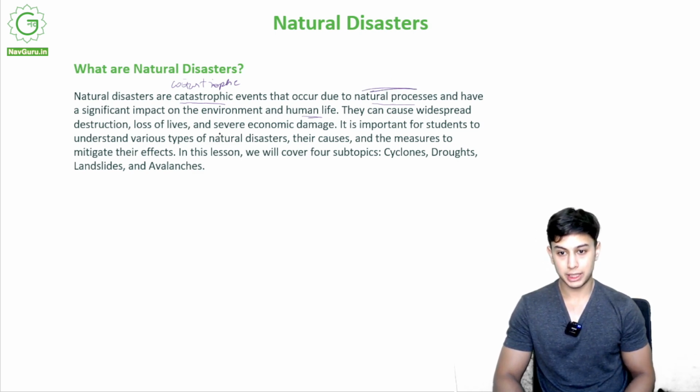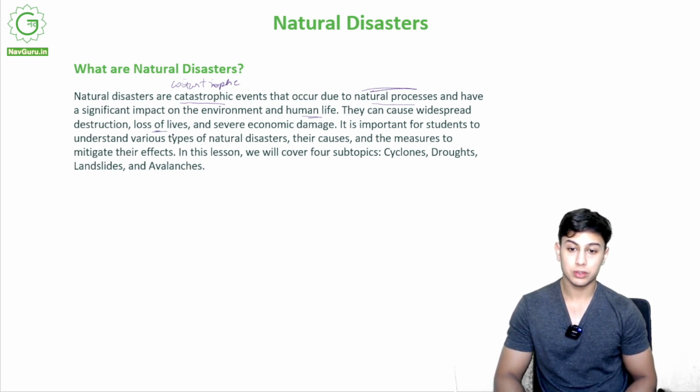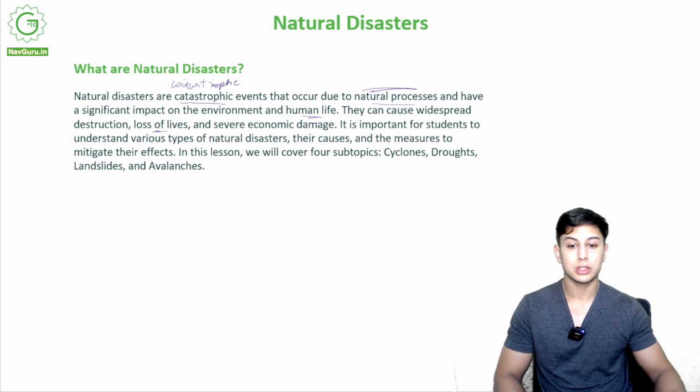They can cause widespread destruction. They can cause a vast amount of destruction. They can cause loss of lives. People die, animals die, a lot of life is lost due to natural disasters, and severe economic damage. If there is a big natural disaster, it can cause a lot of economic damage.